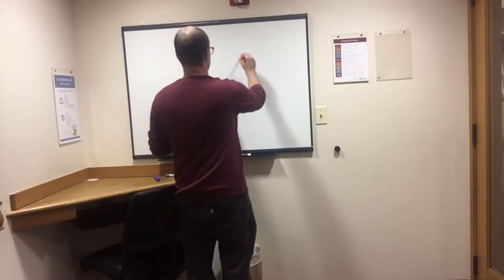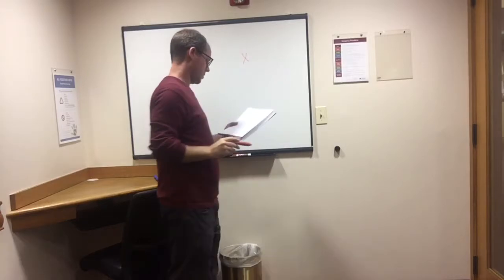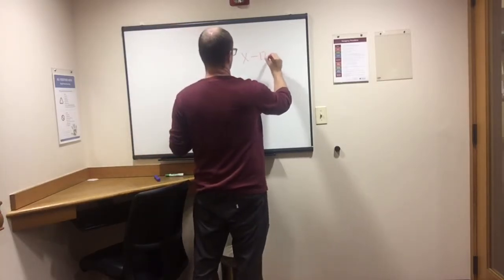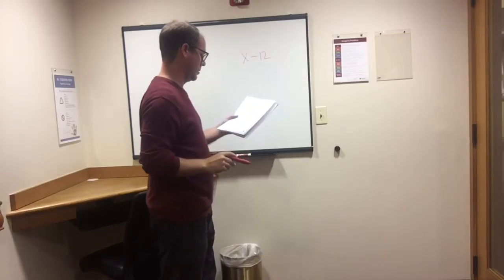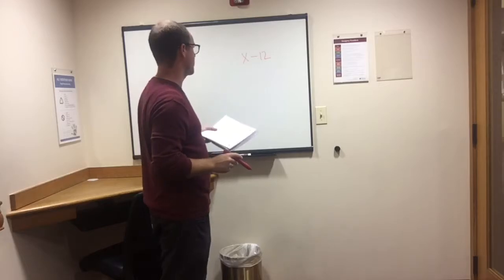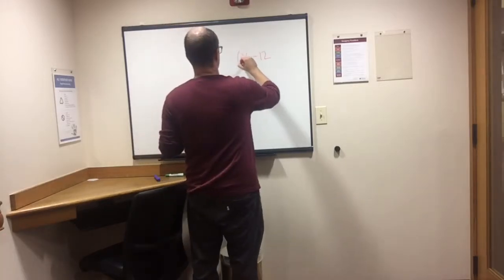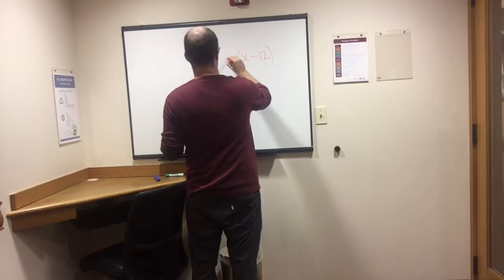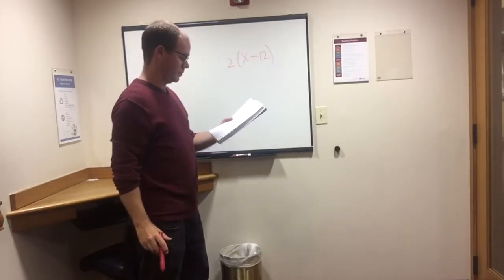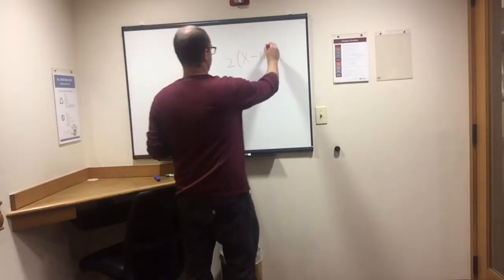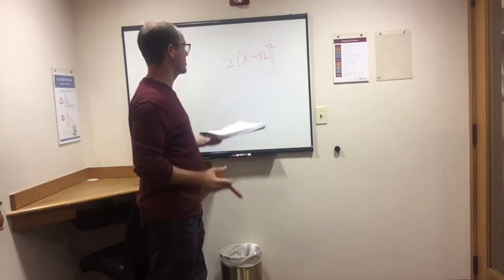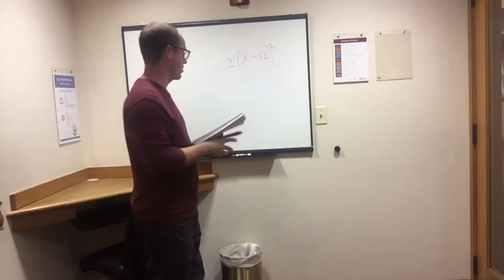Start with variable x. X. Subtract 12. Most people get this part right. This is the next one they might mess up. Then multiply the result by 2. When I hear that, I'm going to put parentheses around it. Multiply it by 2. We're good to go. Then square that result. Squared. That's it. 2 parentheses x minus 12 squared. There's your answer.